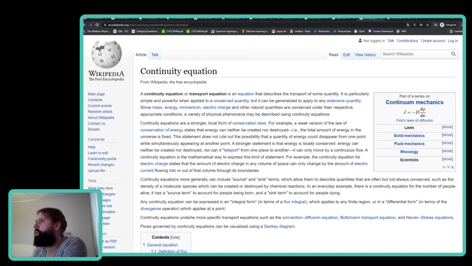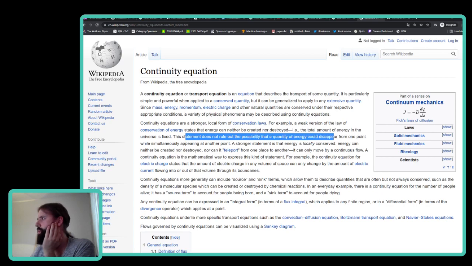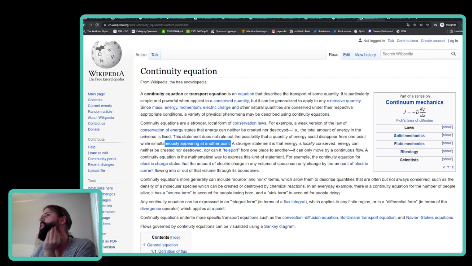Continuity equations are a stronger local form of conservation laws. For example, a weak version of the law of conservation of energy states that energy can neither be created nor destroyed, and the total amount of energy in the universe is fixed. This statement does not rule out the possibility that a quantity of energy could disappear from one point and appear at another. Okay, yeah, I get it. That's the point of these.